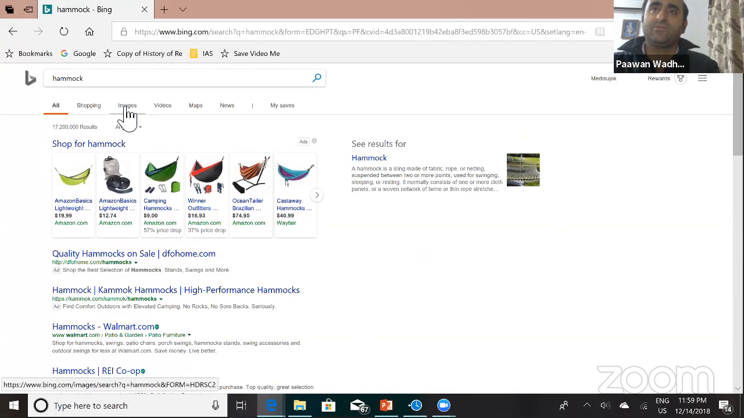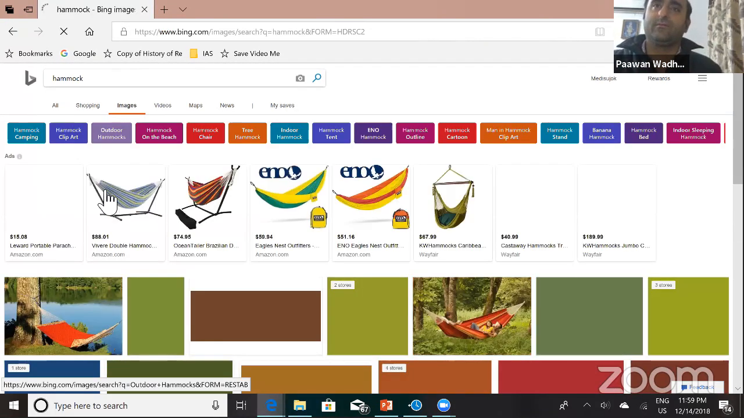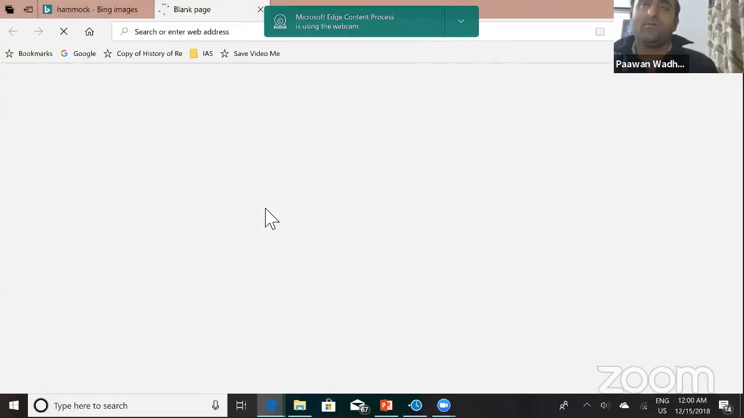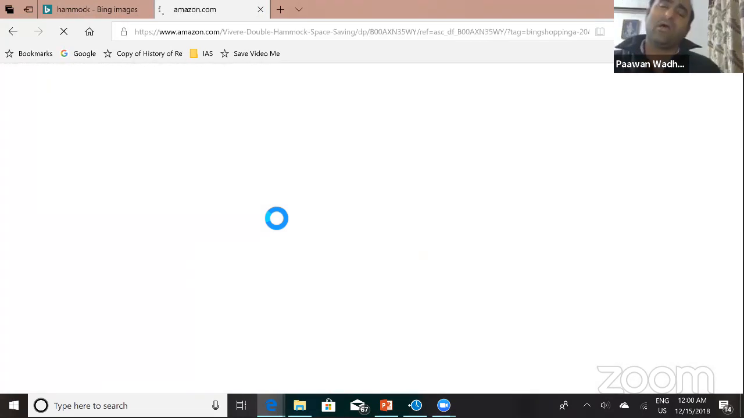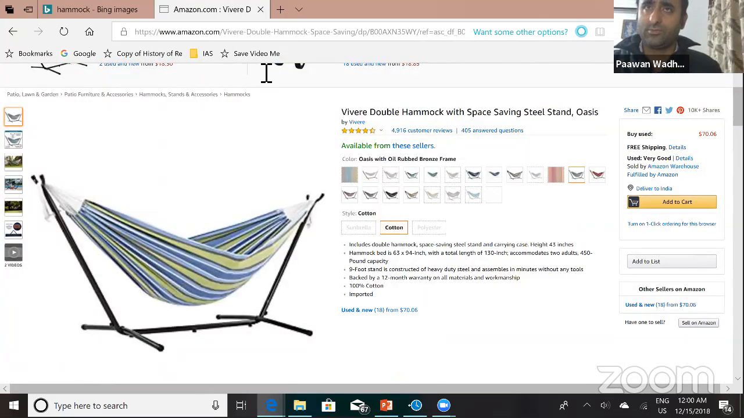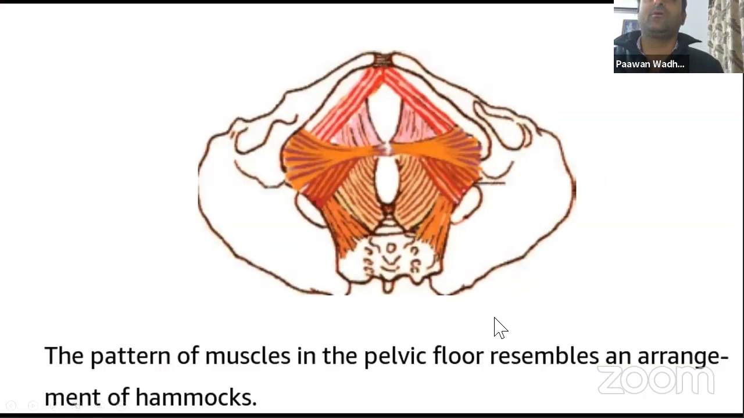This is the images of a hammock. So these are the hammocks, and our pelvic floor also looks like a hammock, right? So if you see now that the pattern of muscles in the pelvic floor resembles an arrangement of hammocks.